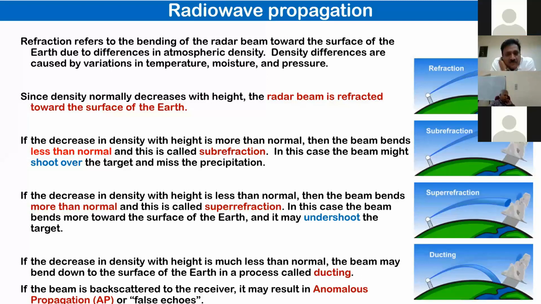And sometimes ducting can happen, and then the wave will propagate over a long distance, something like 1,000 kilometers sometimes. So we get anomalous propagation and then false echoes. But they can be identified in the radar images, so they can be removed. But sometimes we do get these kinds of echoes.